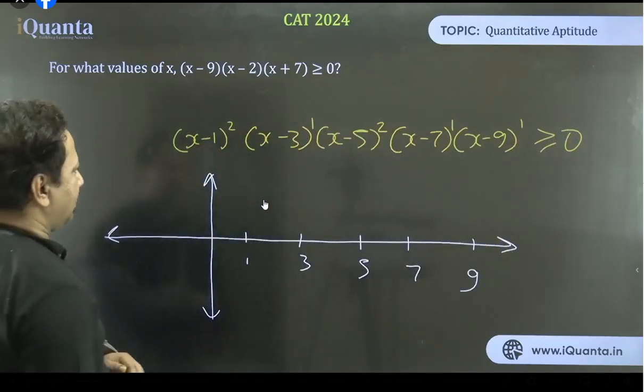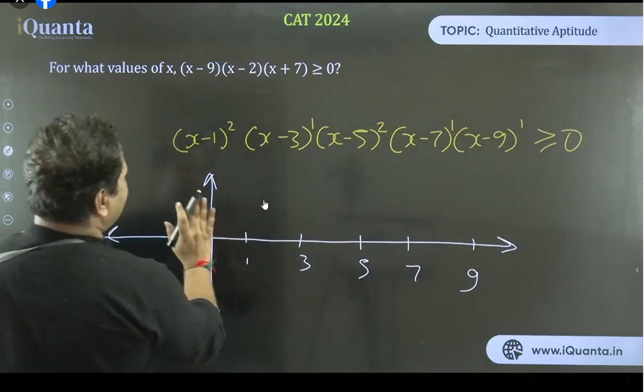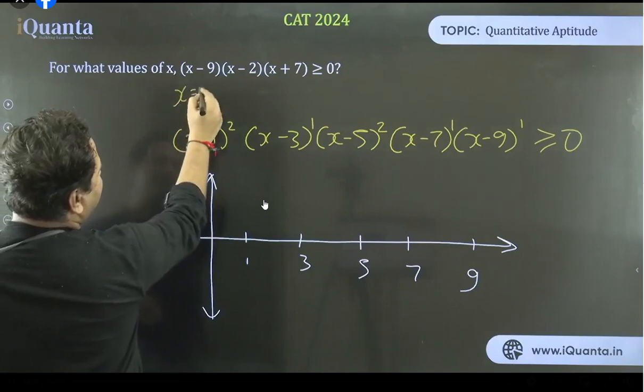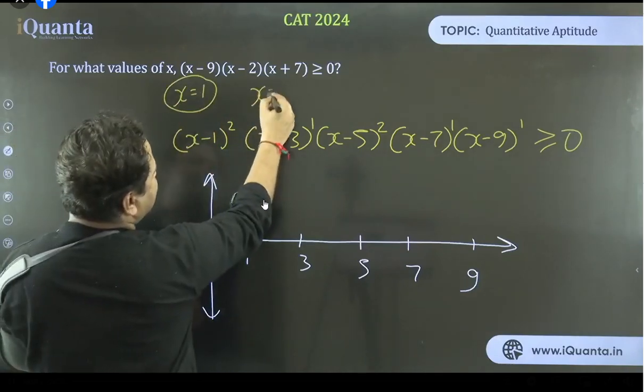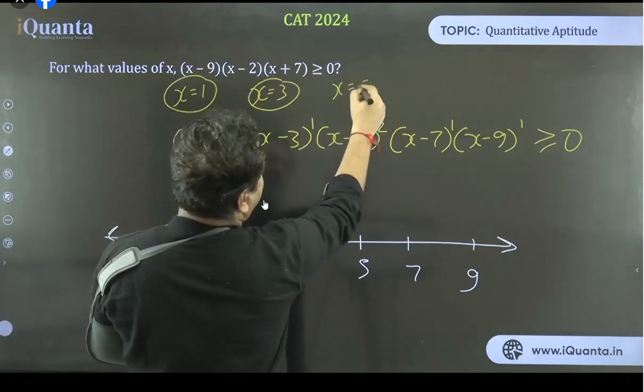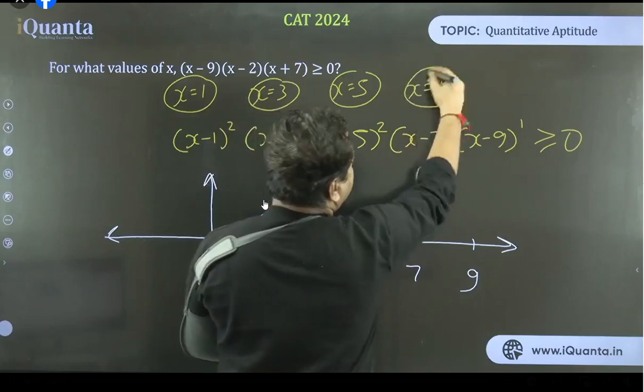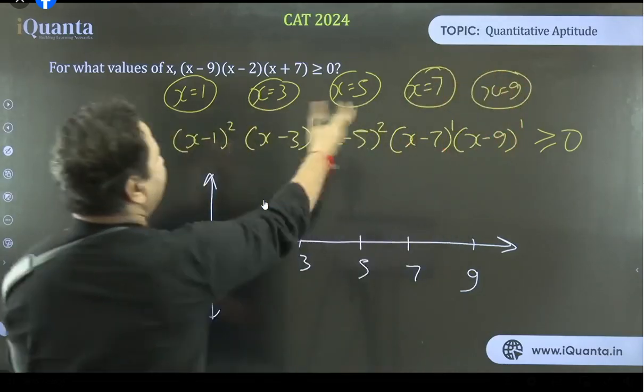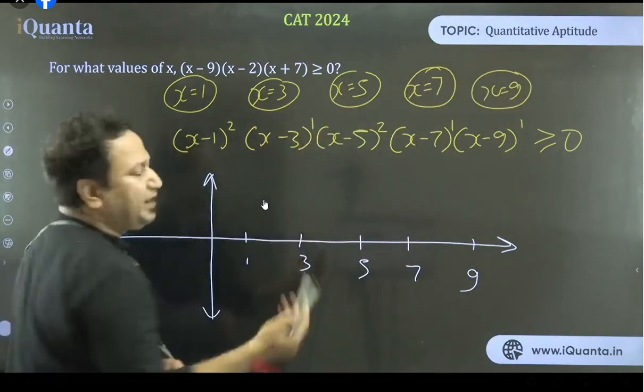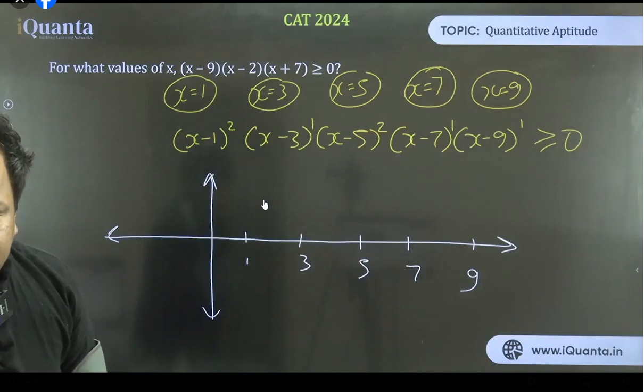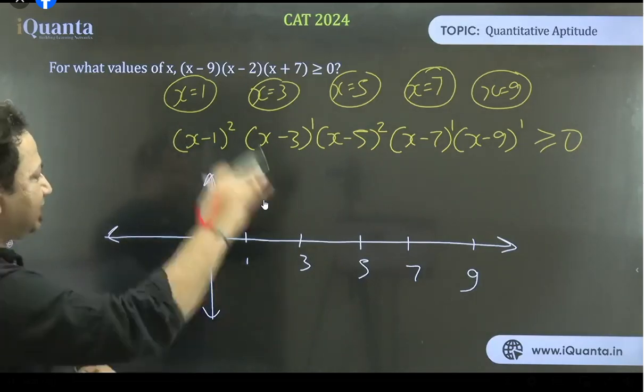It has 7 roots, out of which 2 roots are equal, that is x equal to 1 only. Then x equal to 3, then x equal to 5, then x equal to 7, and x equal to 9. We should have 7 roots, but here we can find only 5. Why? Because 1 and 5 were repeating. Cool? Let us try to draw the graph.